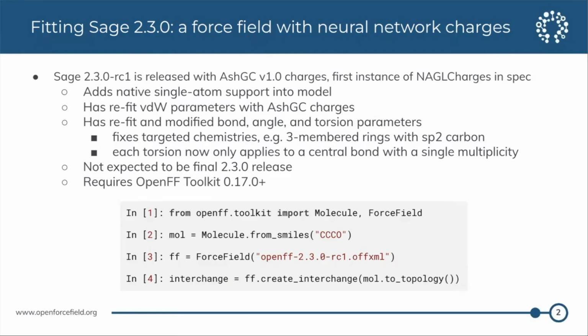Sage 2.3 RC1 is not expected to be the final 2.3 release, but it has been released just to enable public access to the AshGC charge model. If you try it out, please do let us know what you think. It does require the OpenFF Toolkit version 0.17, which was also recently released.